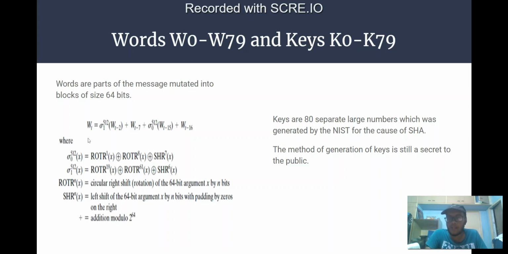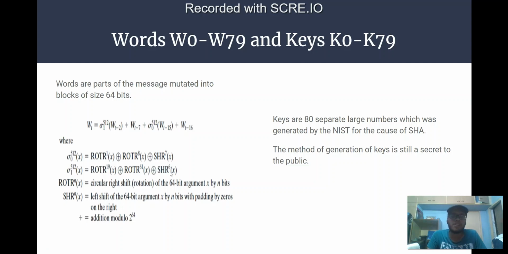The formula being WT equals sigma 512 base 1 of W(T minus 2), plus W(T minus 7), plus sigma 512 base 0 of W(T minus 15), plus W(T minus 16). The sigma 0 of SHA-512 is defined as rotate right once of x, XOR rotate right 8 times of x, then XOR shift right 7 times of x. Now, sigma 1 of SHA-512 of x is rotate right 19 times of x, XOR rotate right 61 times of x, XOR shift right 6 times of x.